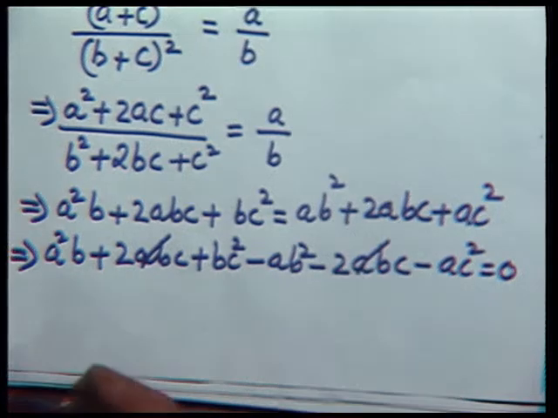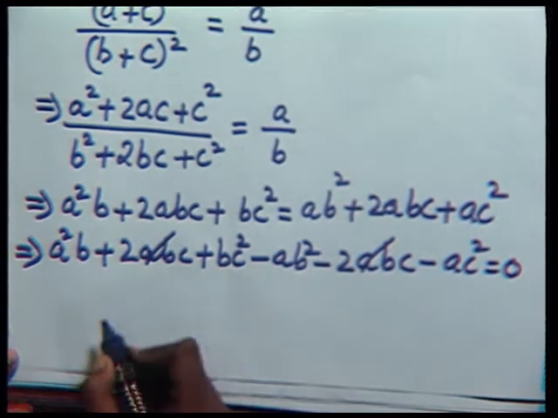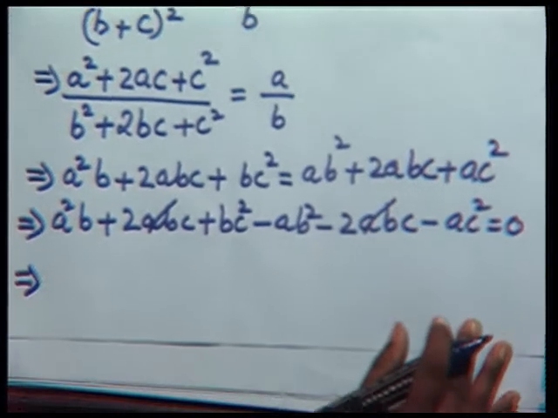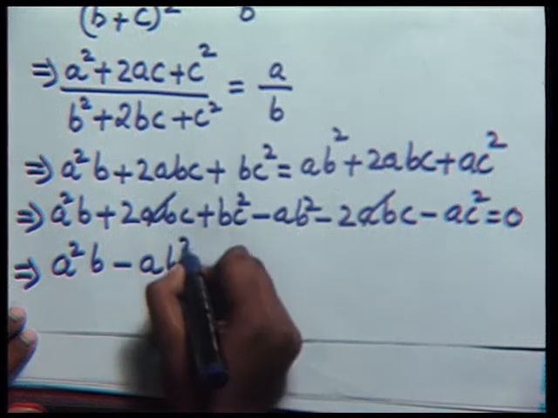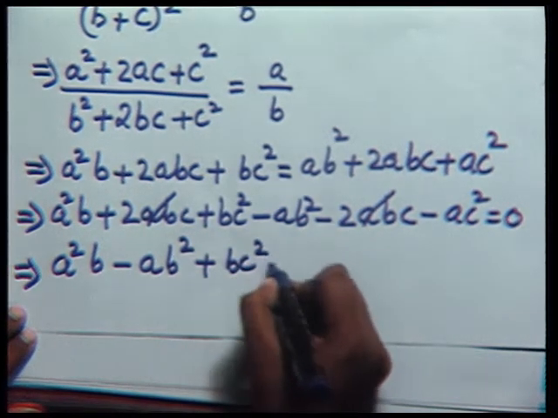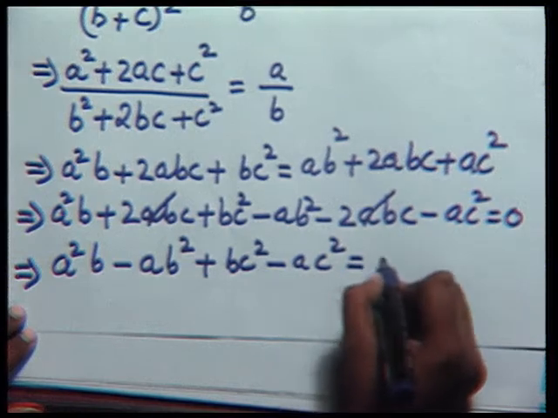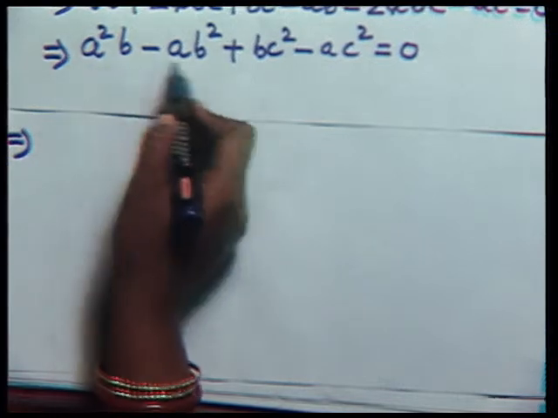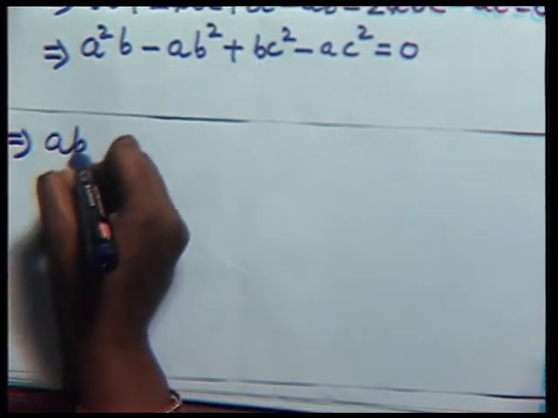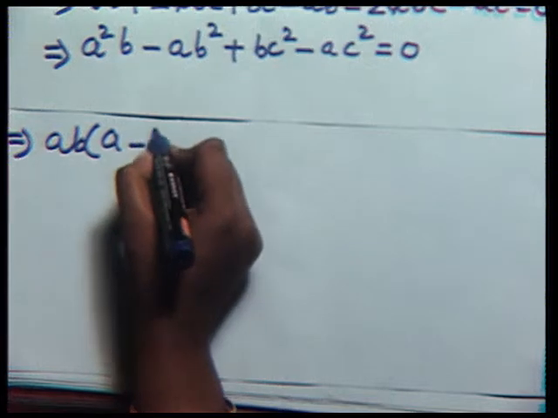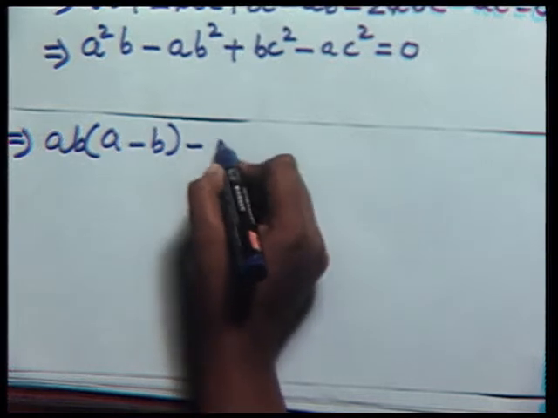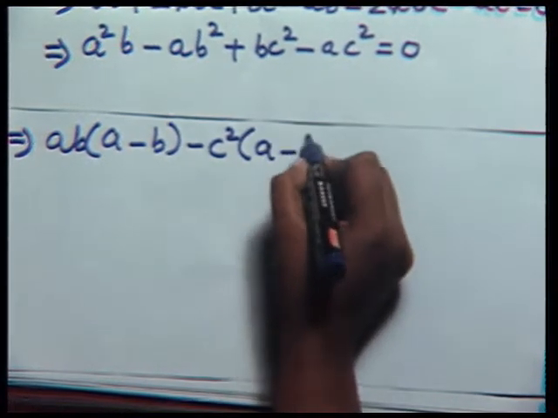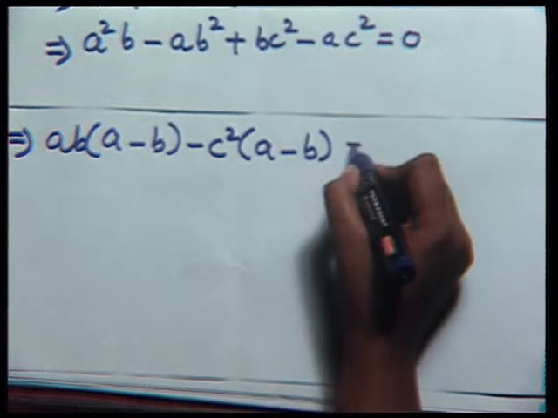Cancelling plus 2ABC and minus 2ABC, we are left with A square B minus AB square plus BC square minus AC square is equal to 0. This gives us, taking AB common from these two terms, we get AB into A minus B, and from these two terms, if we take minus C square common, we get minus C square into again A minus B. This is equal to 0.